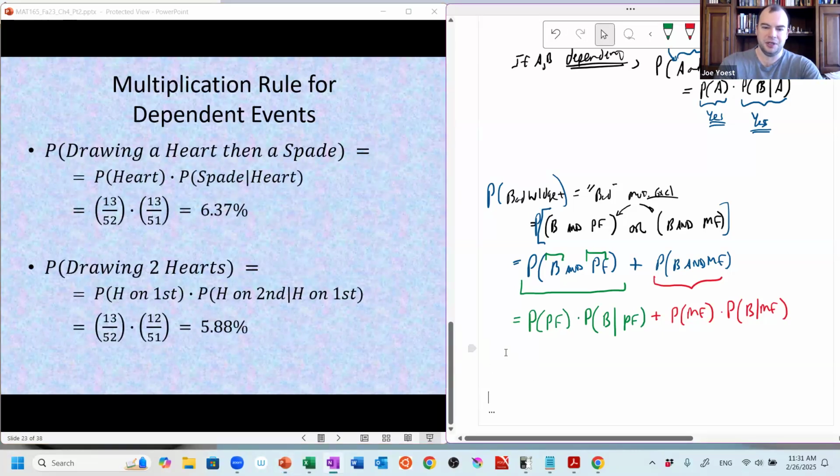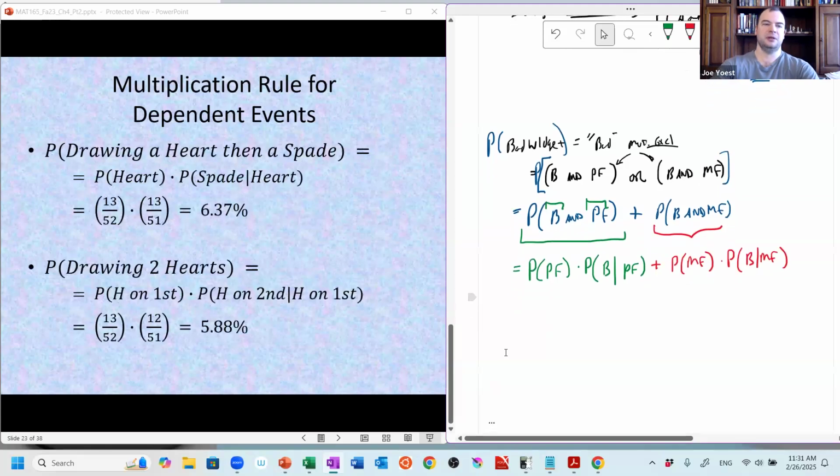Okay, let's look at another example. So again, looking at the multiplication rule for dependent events, what's the probability that, say, on 2 consecutive draws from a deck of cards, without replacement, I draw a heart, then a spade. So I'm thinking of something like a poker hand, right? I draw my one card, and if it's a heart, then I draw a second card, and if it's a spade, then I'm in the event.